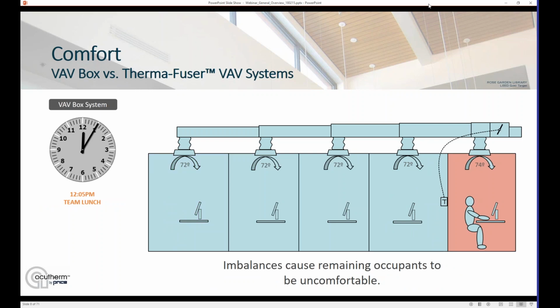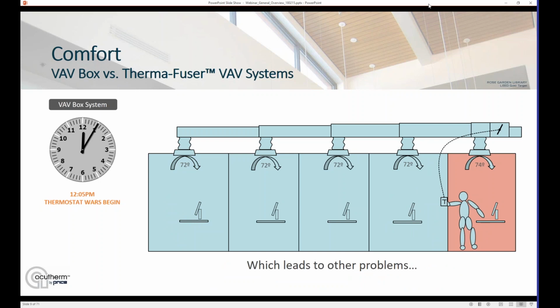Likewise, as the loads continue to shift and people leave those spaces, now with no load in the room with the thermostat, you can overheat the other spaces. And people like to be comfortable. They'll find that thermostat, and that leads to those thermostat wars.